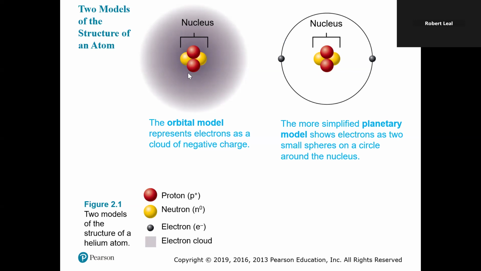Atomic mass, for us, is protons plus neutrons. So the atomic mass of helium is 2 plus 2, which is 4. And then in the picture on the right, you can see orbiting around the nucleus are the electrons. And remember, electrons have a negative charge.